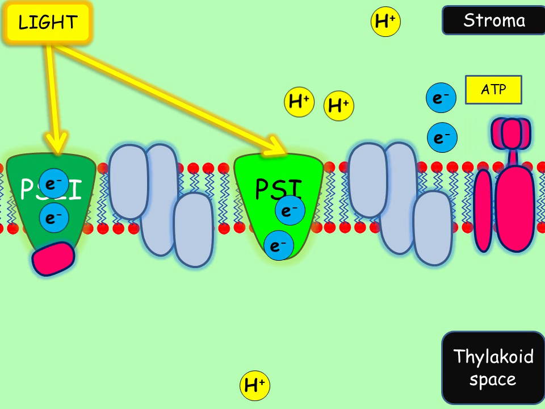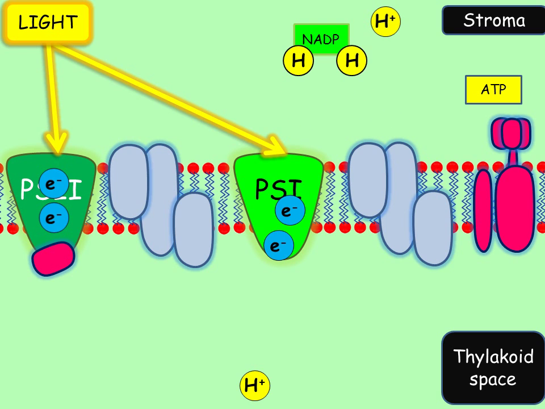Right, the electrons which left photosystem 1, we still have to deal with those. Well, they will join with the hydrogen ions to make hydrogen atoms, and these will be taken by NADP. As NADP is absorbing the electrons, it is said to be reduced. It's now called reduced NADP.